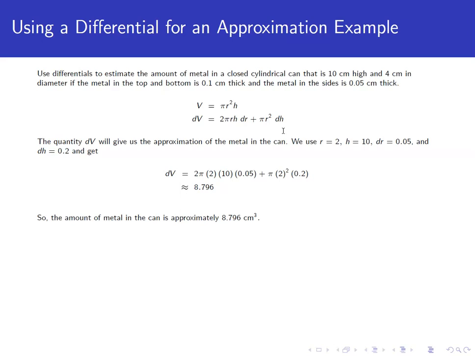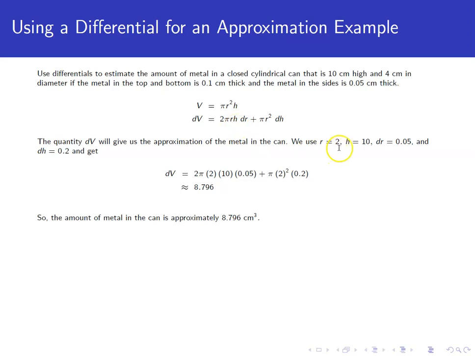Again, if we think about the thickness of the sides and the thickness of the top and bottom as change in the radius and change in the height, then we can estimate the amount of volume of the metal, which is going to be the change in the volume, by looking at these little changes in the radius and the height, and where we started with the original radius and height.